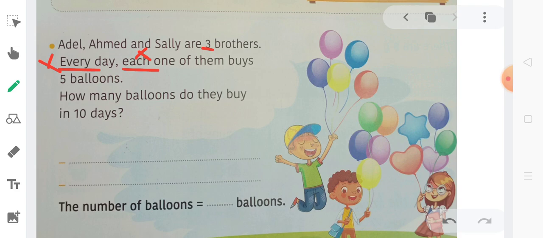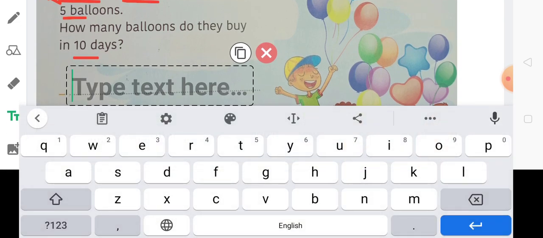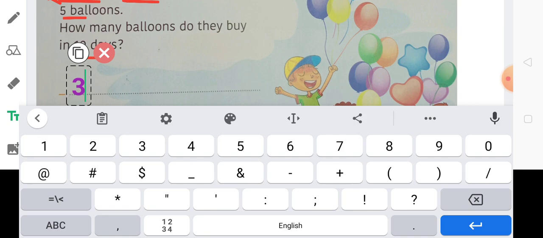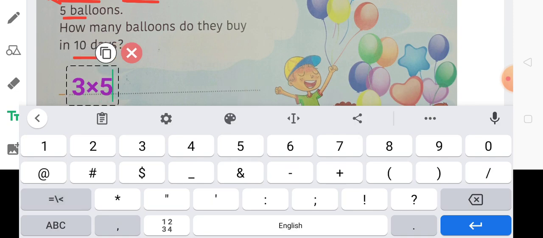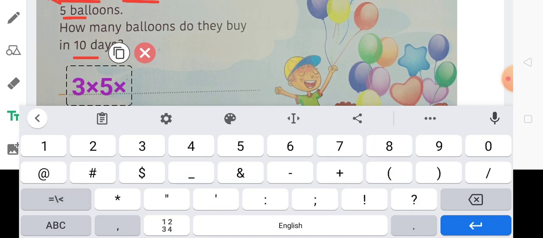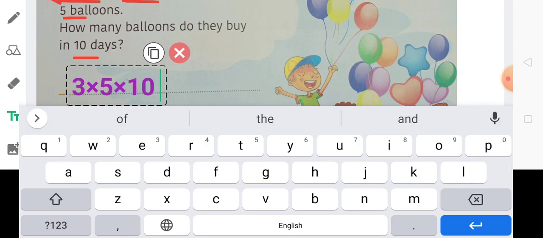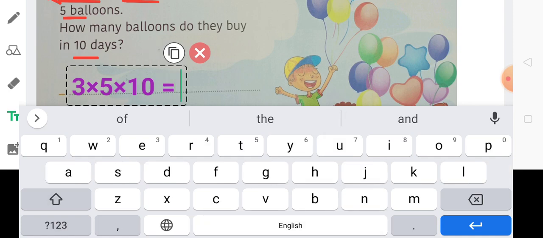One of them buys 5 balloons. How many balloons do they buy in 10 days? What do we have here? Let's write. Multiply all of them together. 3. Come on, my dears, quickly. 3 times 5 times what? Times 10.